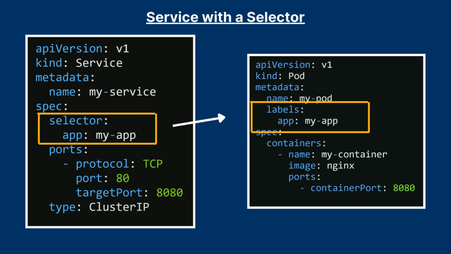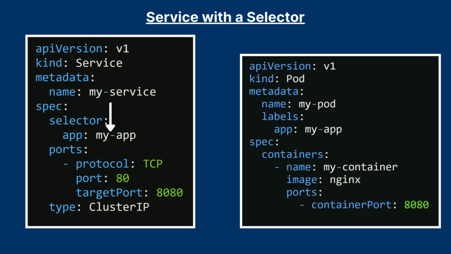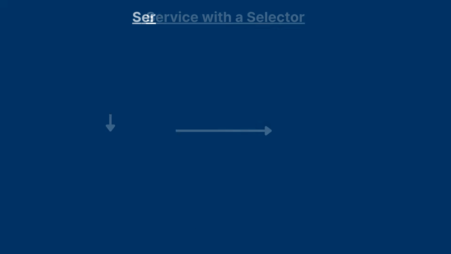So let's check out these YAMLs and see how the connection works. The service looks at its selector, app: my-app. It finds all pods with the same label. Kubernetes automatically creates endpoints pointing to those pods' IPs. Any request sent to the service is forwarded to one of those pods.